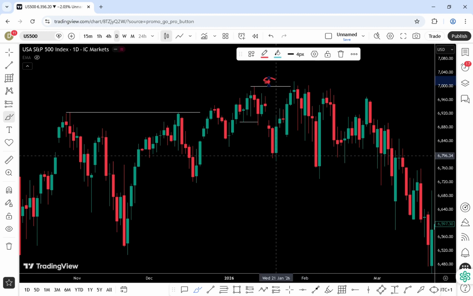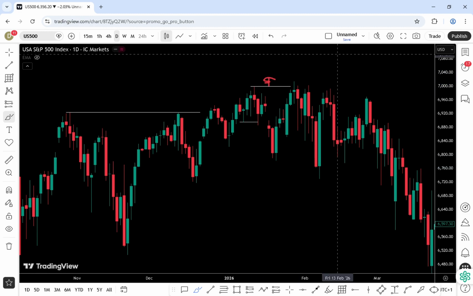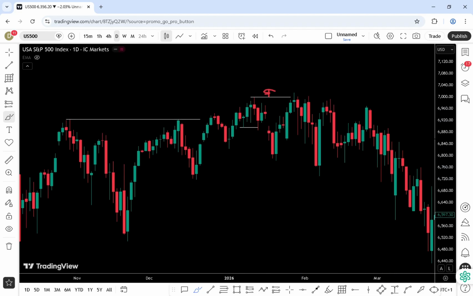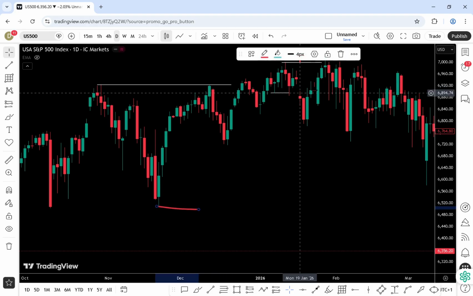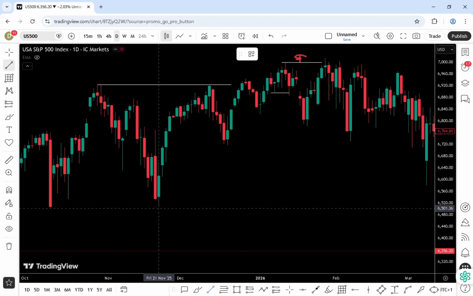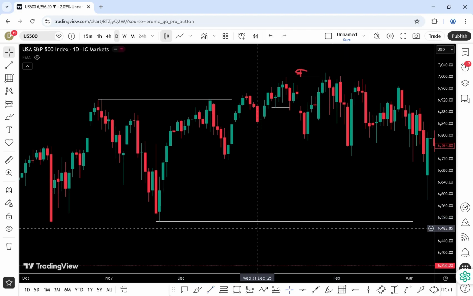So, as you can see, instead of this level being our low that the market will respect, because we had a sweep of this level, our low will still remain this level, because that was the only level that we had in the last structure. And you will see why I choose this level.